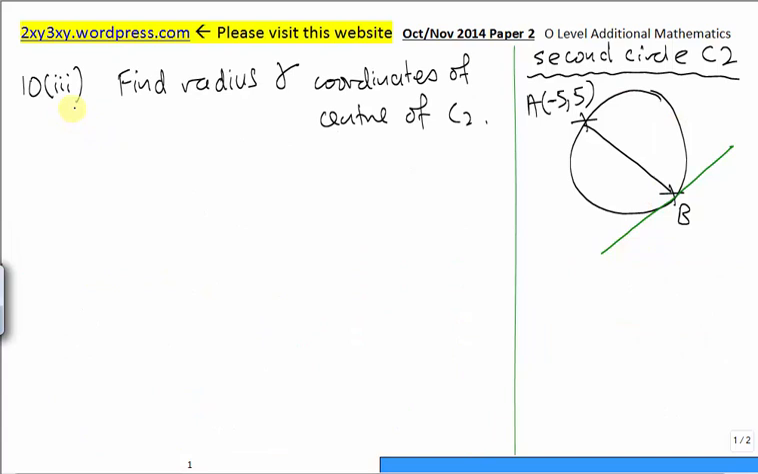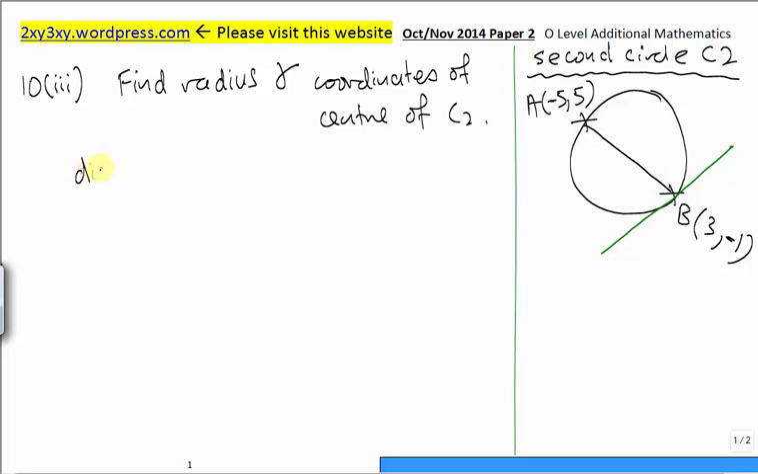For question 10 part 3, we are asked to find the radius and the coordinate of the center of C2. To find the radius, we need the coordinate A and the coordinate B. The coordinate of B, we found out from 10 part 2, is (3, -1). To find the radius, we use the distance formula to find the diameter first. Then we divide the diameter by 2, and it will give us the radius.